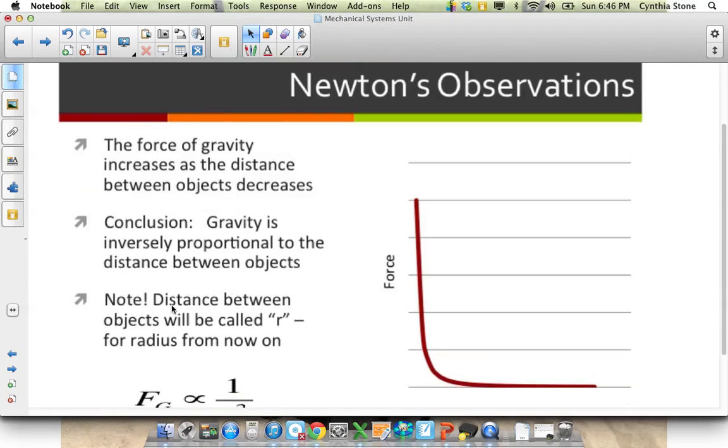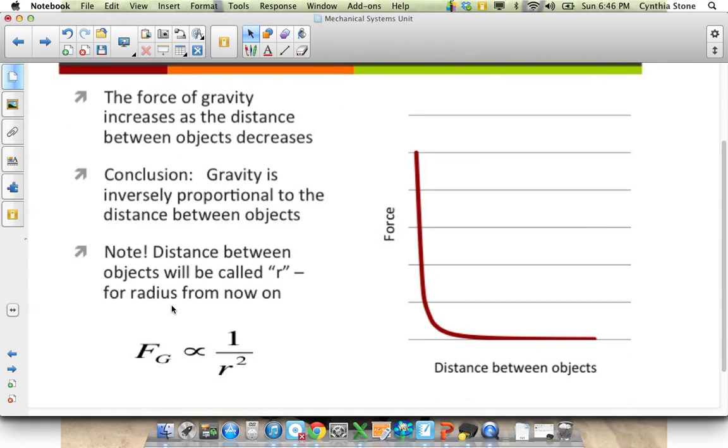He also observed that the further apart two objects are, the less gravity there is between them. And it wasn't a straight line. It's not as simple as that. It's by the radius squared on the bottom. R is the distance between objects. A great example would be the sun. It's huge, it's massive, way bigger than the Earth, about 1,000,000 times greater than the Earth. Okay, that's how big the sun is.